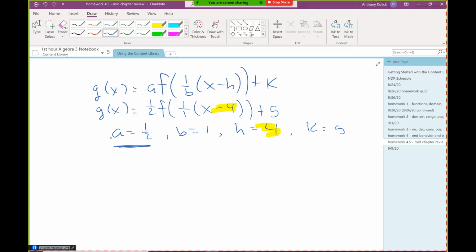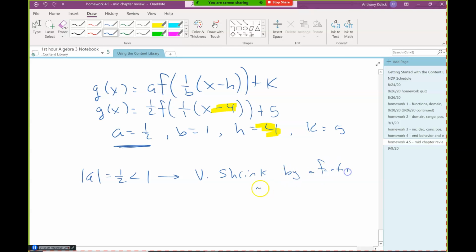No, because it's positive, right? Are we going to get a dilation? Yes, because its magnitude is not 1. Okay? So since the magnitude of A is less than 1, this is going to give us a vertical shrink by a factor of, well, whatever.